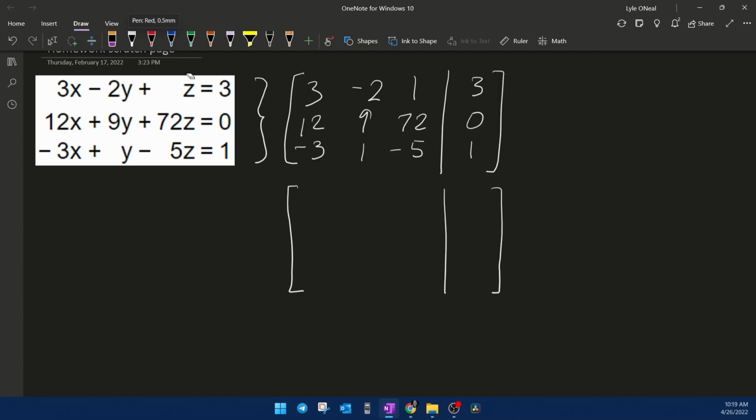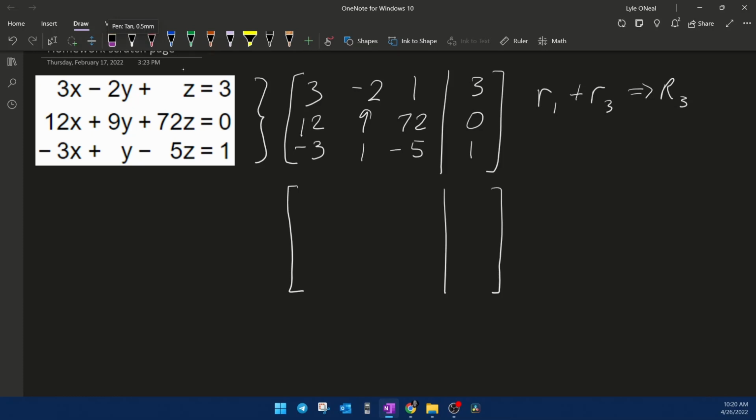And so what I'm going to do this time instead is get the 12 and the -3 to become 0 first, and then I'll go back and make the 3 into a 1. All right, so here's what I notice. I notice that if I take row 1 and simply add it to row 3, that'll produce a new row 3, and it will also get me a 0 where I need it. 3 minus 3 is 0.